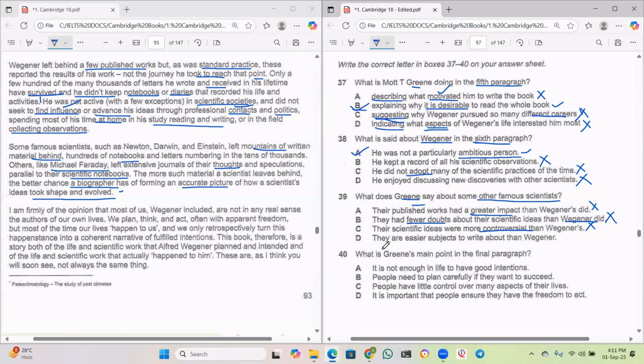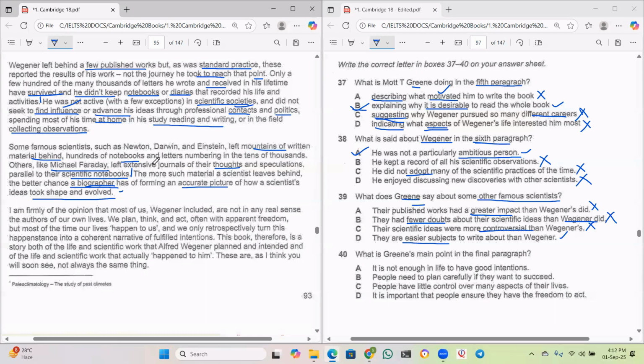So, they are easier subjects to write about than Wegener. Wow. Okay, yes, I think yes. They are easier subjects to write about than Wegener. Yes, this is the right option, because, see, read the last sentence, guys. The more such material a scientist leaves behind, the better chance a biographer has of forming an accurate picture of how a scientist's ideas took shape and evolved. Yes, they are easy because they left a lot of material. It becomes easy for the biographer to write about the scientist.